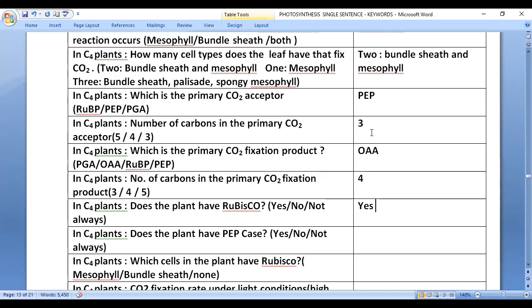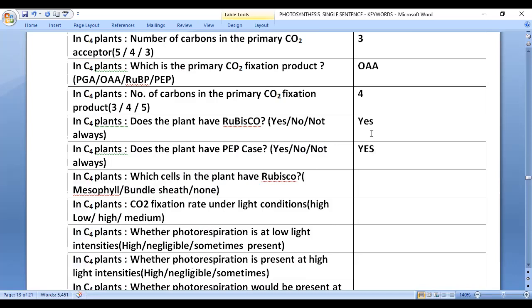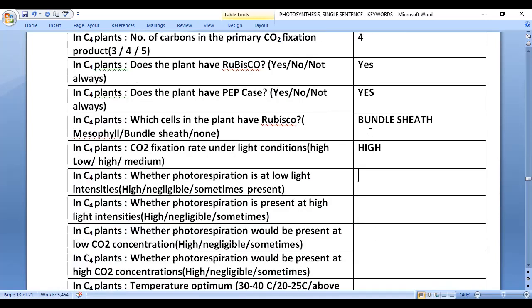In C4 plants, does the plant have PEP case? Yes. In C4 plants, in which cells does the plant have Rubisco? Bundle sheath. Carbon dioxide fixation rate under light conditions in C4 plants? High. Is photorespiration at low light intensities high, negligible, or sometimes present?